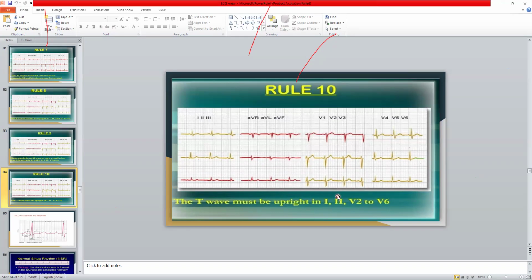I hope people have understood. One more person has asked about the significance of the PR interval.